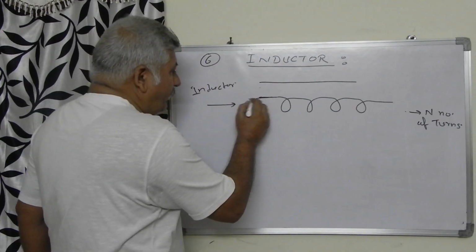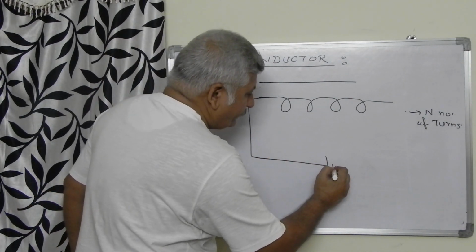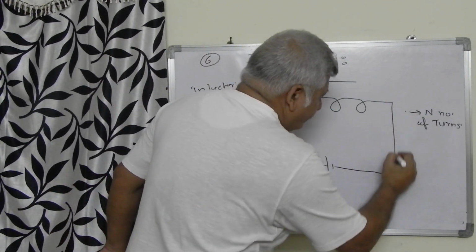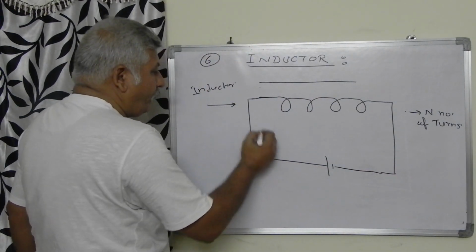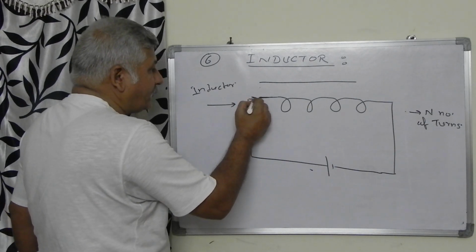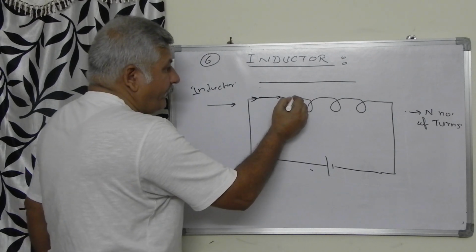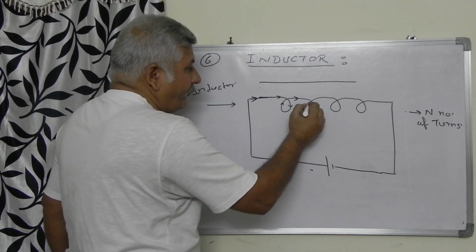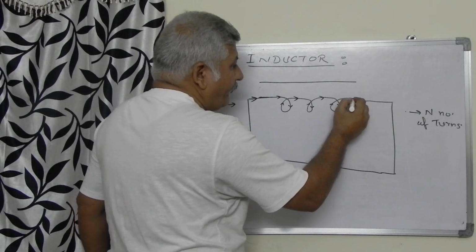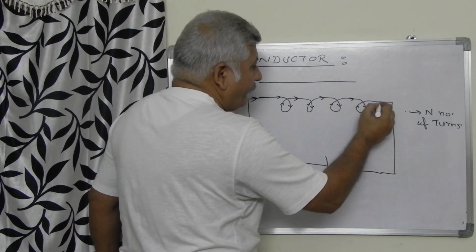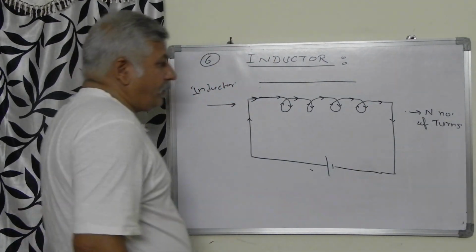Now see how current is flowing. Suppose here we connect some voltage source like this, so current will flow from positive to negative terminal like this. It will come here and here, like this. Current will flow through this inductor.